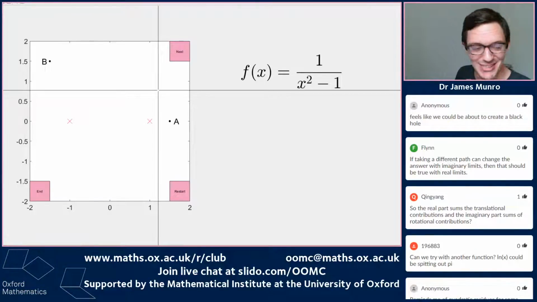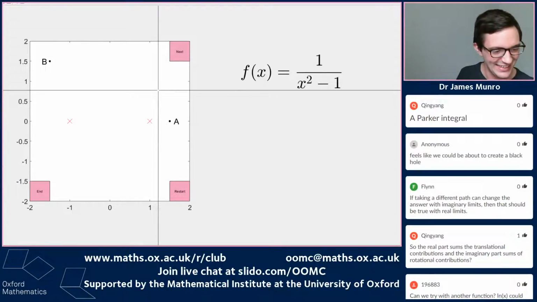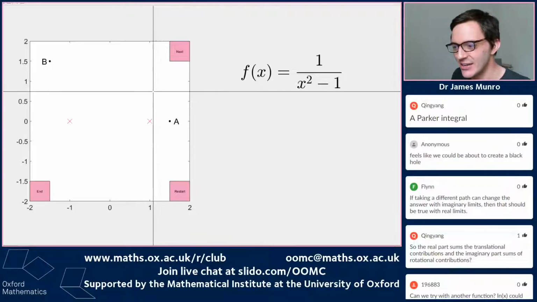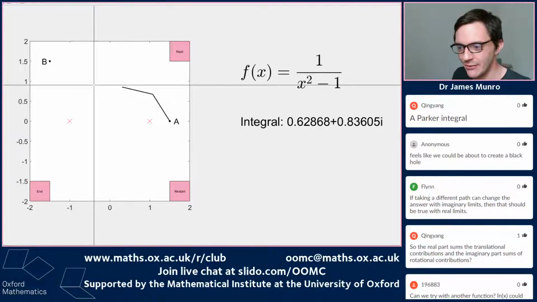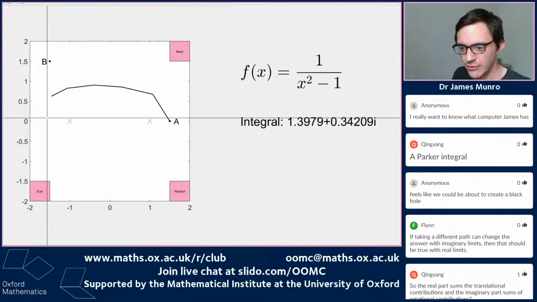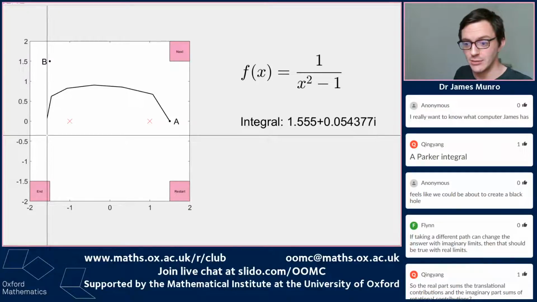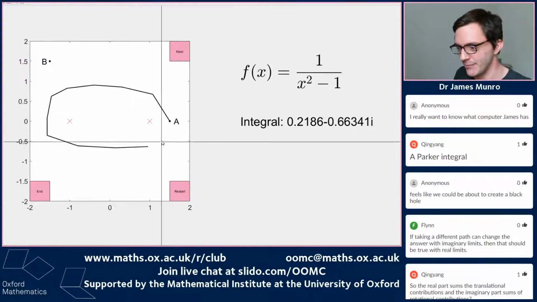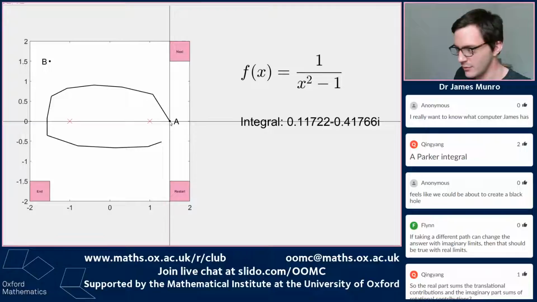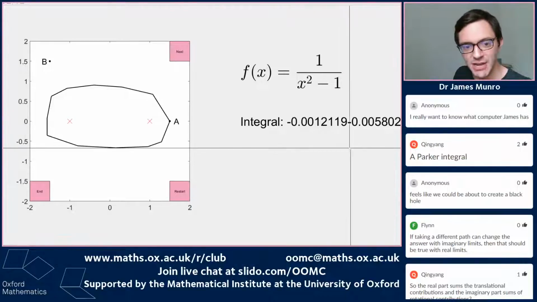Okay, let me show you what this one does. This one's a little bit different. Someone says, feels like we're about to create a black hole. So I'm going to go around both. There's 2 problematic points. Okay, so I'm going to go around both of them. And I get back, and that's just about 0.